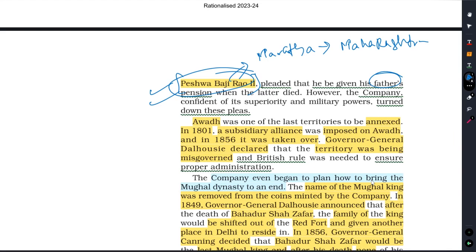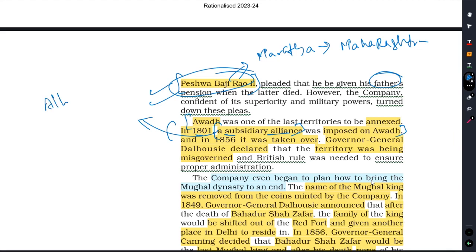The Awadh region was also annexed, meaning this region was also captured by the British East India Company. In 1801, a subsidiary alliance was imposed on Awadh. Now, let us learn what this subsidiary alliance is.